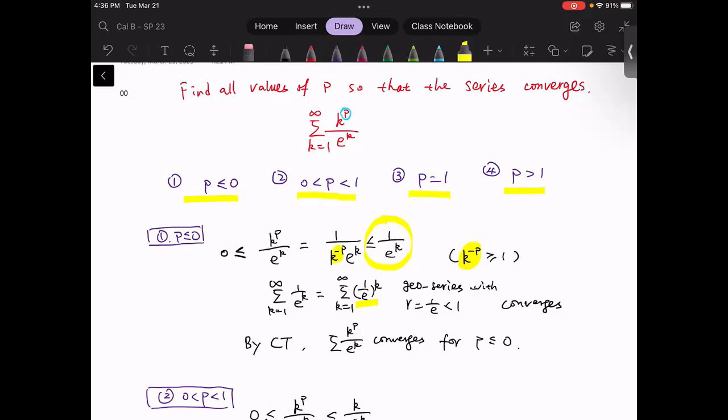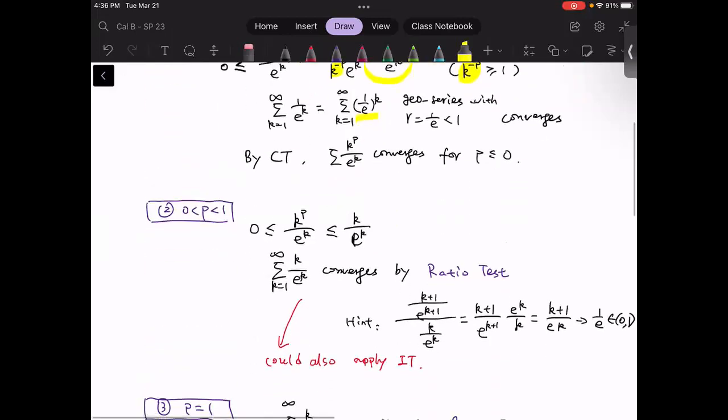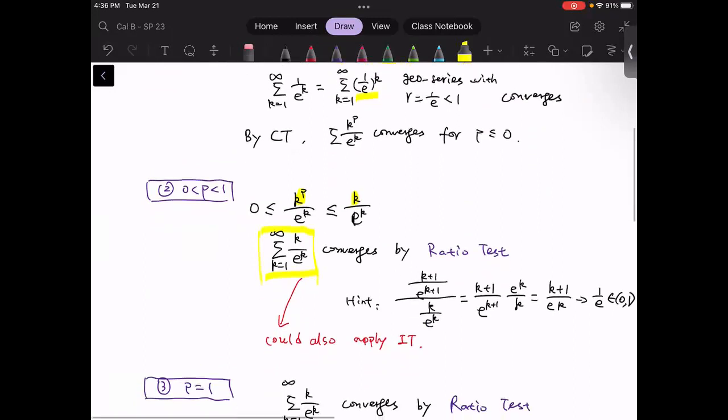Similarly, we discuss the other cases like p between 0 and 1. We could still establish the upper bound, right? For p between 0 and 1, k to the p is less than or equal to k. Then it all depends on the convergence of this particular term. All right. And for example, we could consider applying the integral test.